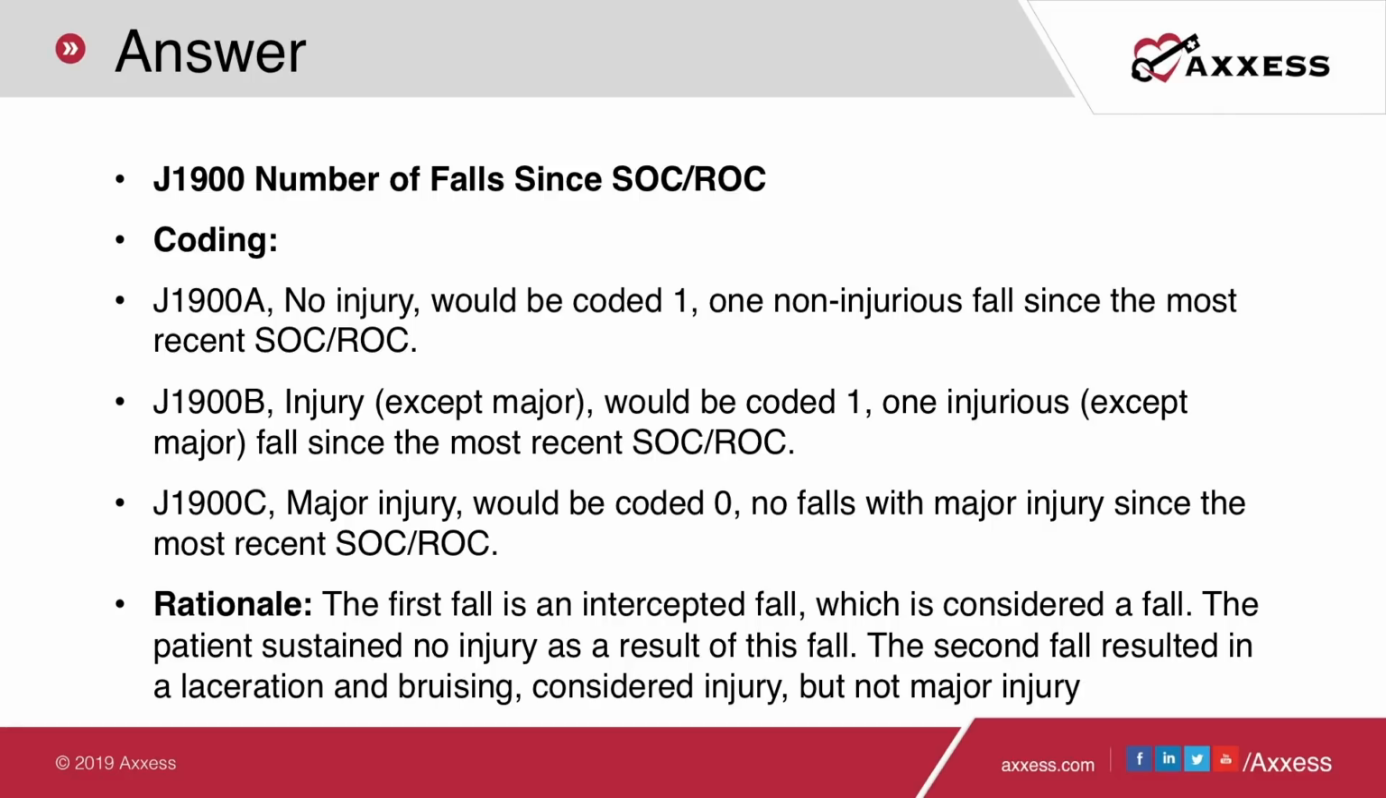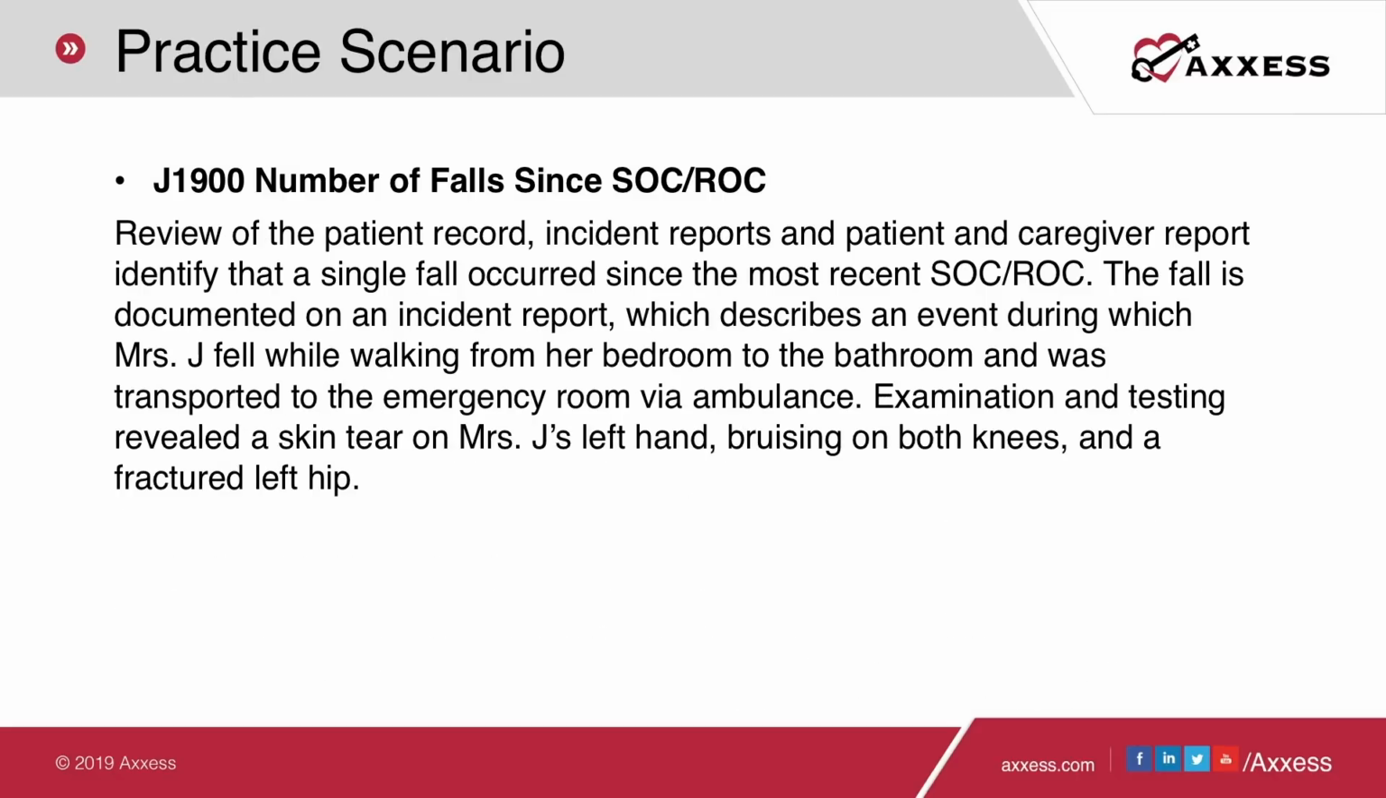A, no injury, would be 1, and B, injury except major, would be coded 1, and then C, major injury, would be 0. The first fall was an intercepted fall, which is still considered a fall, but the patient had no injury as a result. The second fall resulted in laceration and bruising, which is considered an injury but not a major injury. Okay, let's do one more.